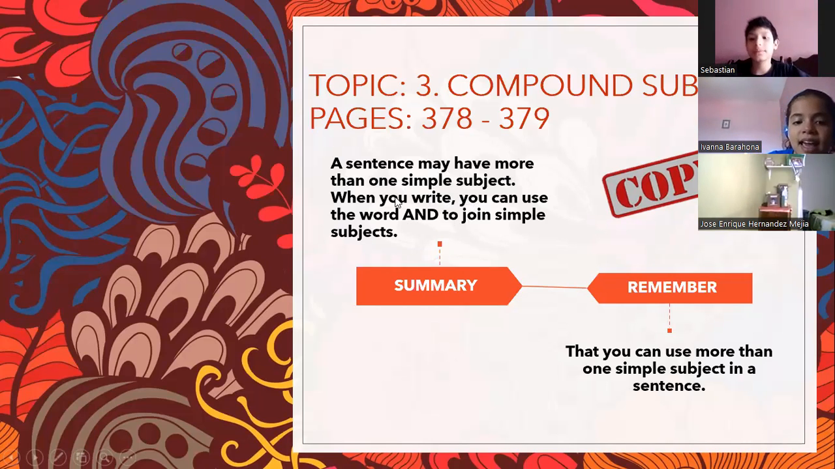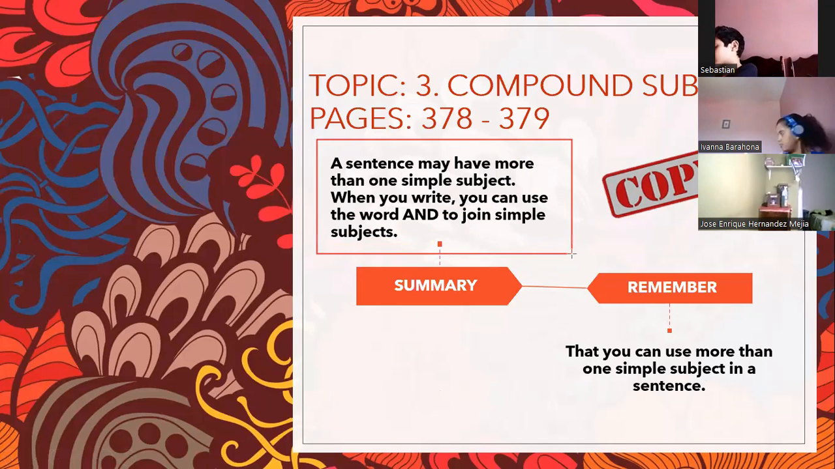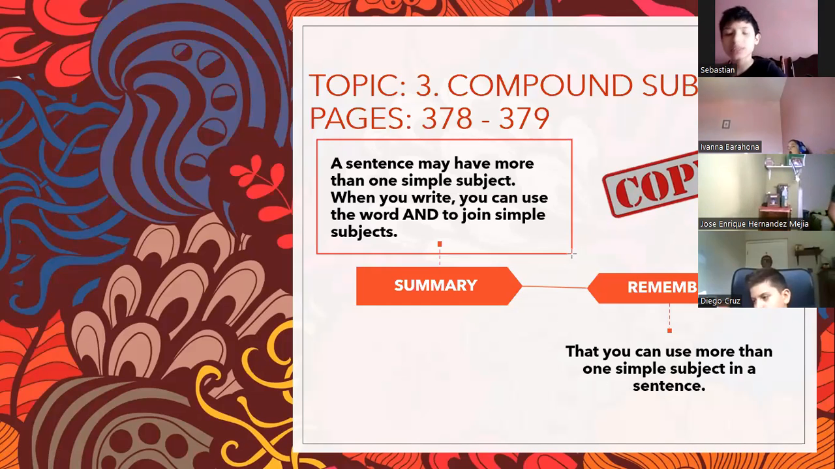So, copy, please, this information. Remember that you can use more than one simple subject in a sentence. So a compound subject is two simple subjects in a sentence. That's it. A compound subject is two simple subjects joined in a sentence.